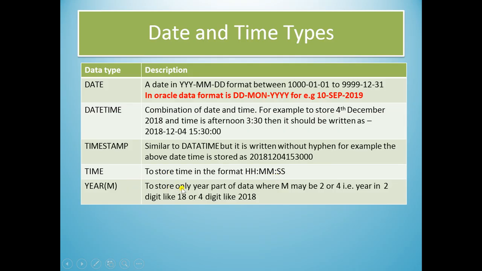Year stores only the year part of the date. Year(M), where M may be 2 or 4, that is year in 2 digits like 18, or 4 digits like 2014. So it will give you the digits.